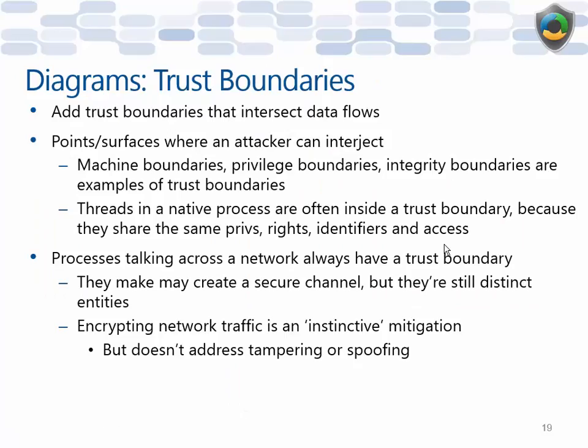As mentioned here with trust boundaries, add them where they intersect data flows. They point out surfaces where an attacker can do things they're not supposed to do. So you've got different kinds of boundaries, and examples are shown there. Processes talking across a network almost always have a trust boundary. What you're trying to diagram and enumerate are places where an attacker would be most likely to try to get into the system.